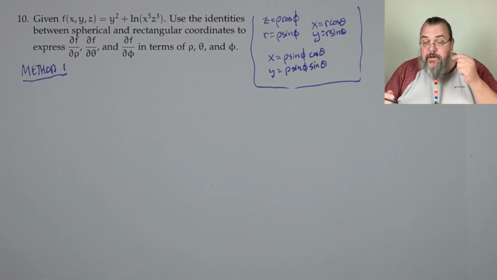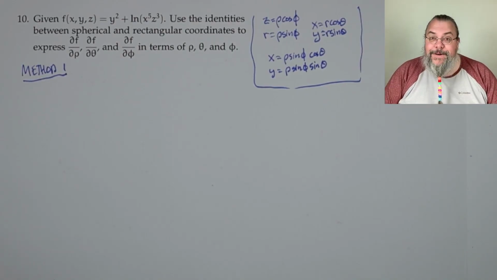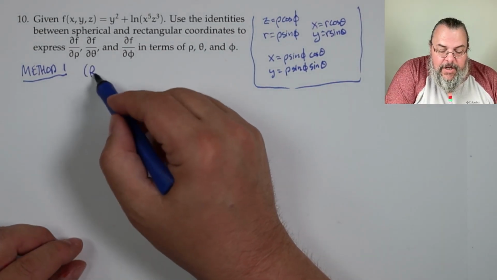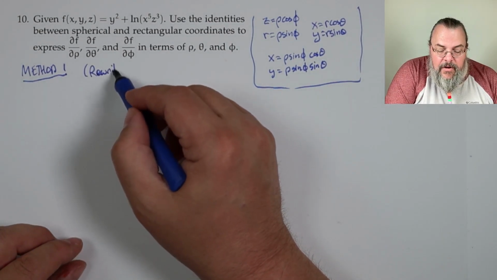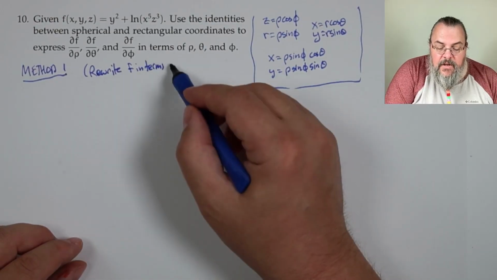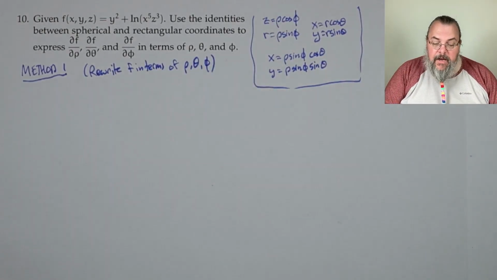So here's the strategy. We'll just briefly describe it. It is to rewrite the function in terms of rho, theta, phi. So rewrite f in terms of rho, theta, phi. So that's the strategy. How do we do it?